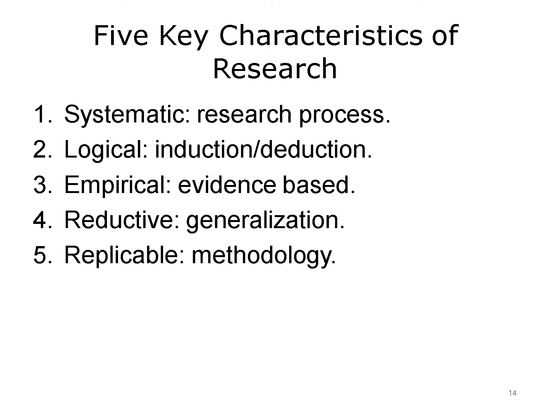There are 5 key characteristics to research. First, it is systematic. In other words, there's a clearly defined process. This is often referred to as the philosophy of science. Second, research is logical. We often follow 2 types of schema.